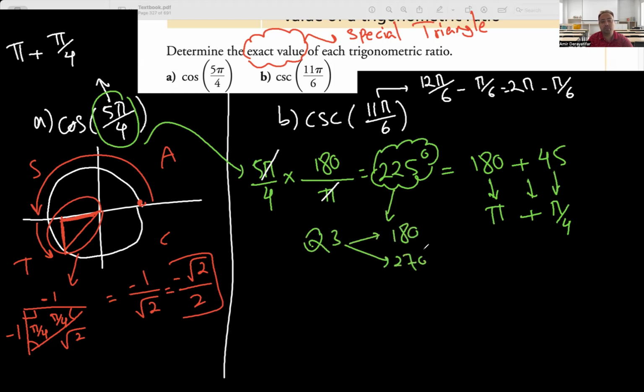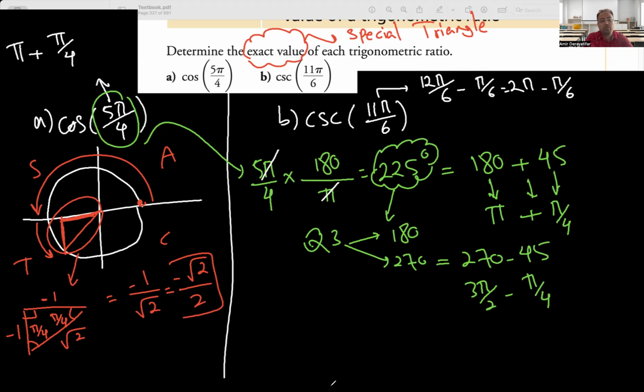Oh, okay. You could say 180 plus 45, or you could say it's 270 minus 45, which is 3 pi over 2 minus, what is that, pi over 4, sorry. Right? You could do it that way too. Got it. So the location would be the same thing again still.